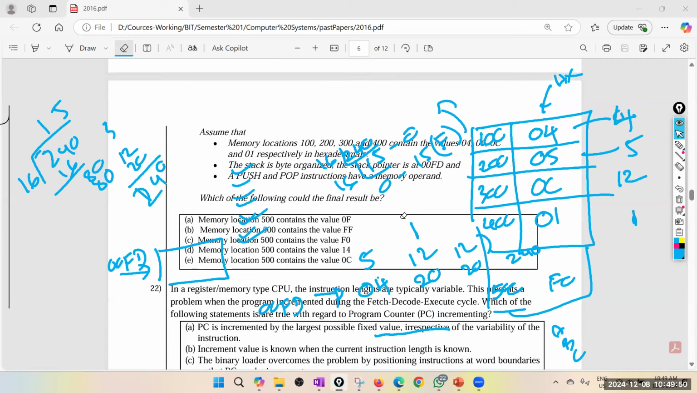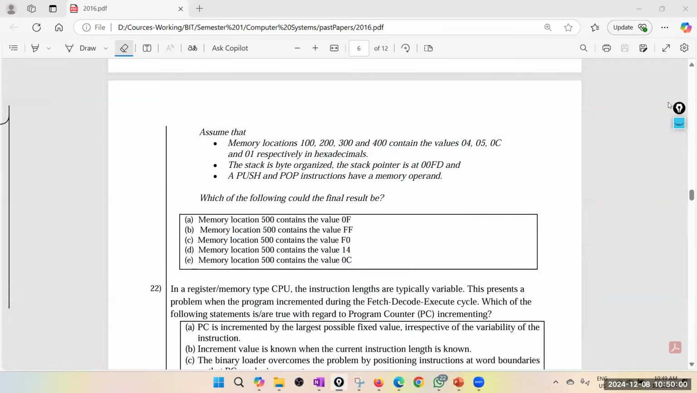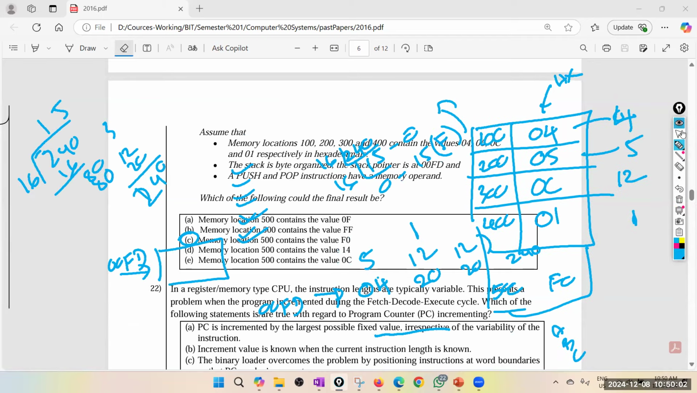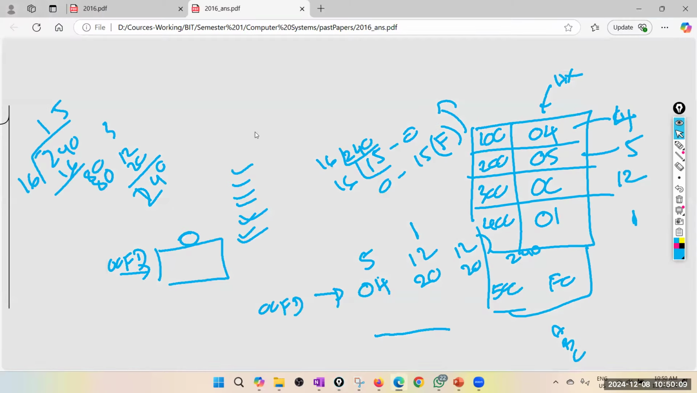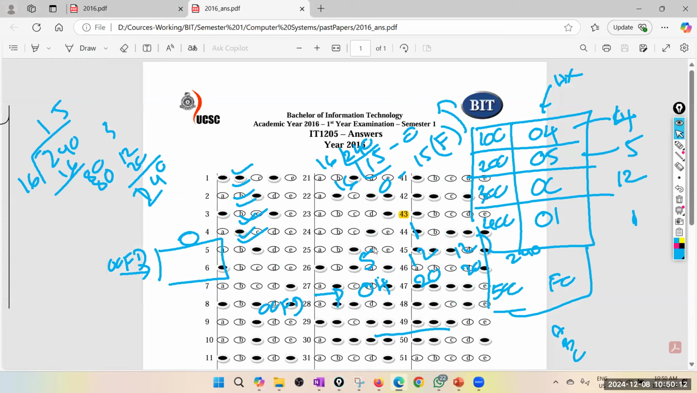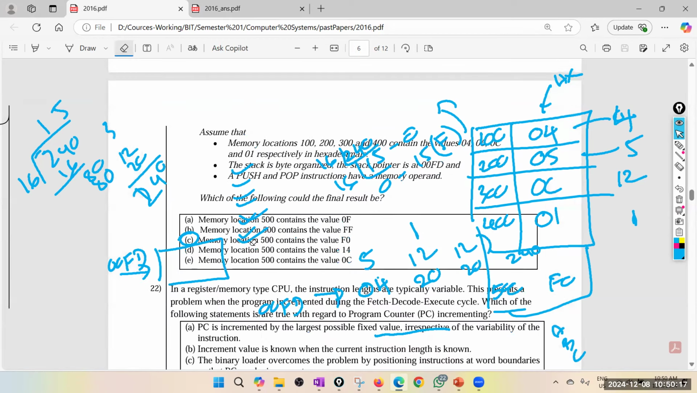Right. F0 is there as an answer. Answer is C. Yes, answer is C. F0. Okay. Right. Any questions?